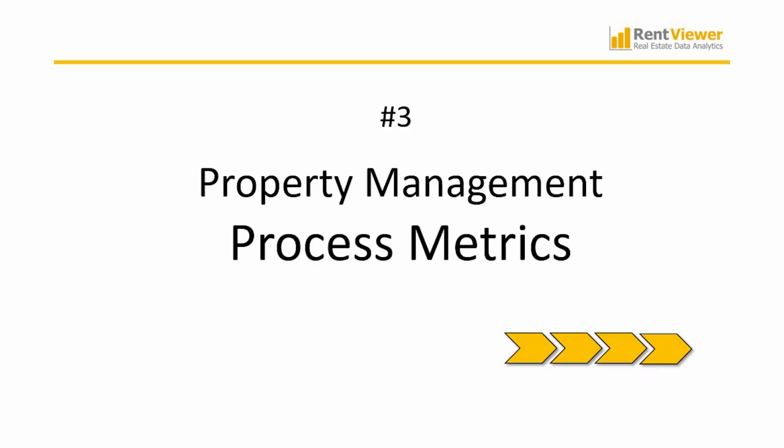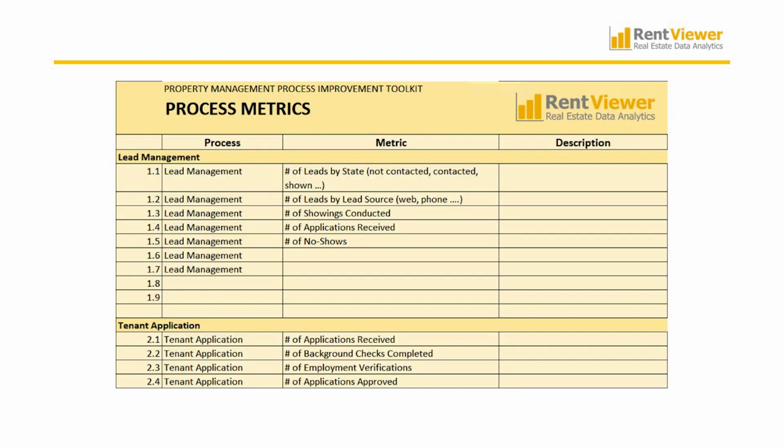The next module is the Process Metrics Workbook. These are metrics for each process that you can use to measure how effective they are. For example, under unit turnover: number of units being turned over, average days for turnover, amount charged for damages, number of turnovers that are on budget, the number of turnovers that are on time, and so on. As with every other module, you can add, edit, or delete items to fit your business. Ultimately, all improvements need to be measured, and this is the starting point for defining what those metrics are.